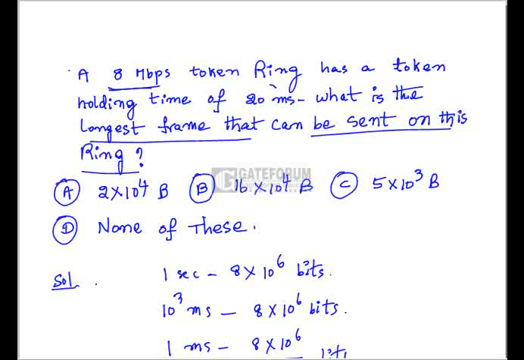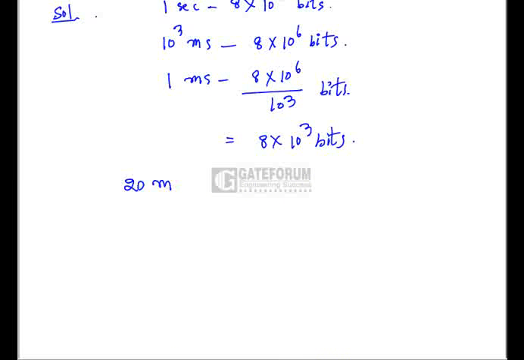The longest frame means the number of bits that you can send in the token holding time. What is the token holding time here? It is 20 milliseconds. So in 20 milliseconds, how many bits are we able to transfer? That is 20 into 8 into 10 power 3 bits. So this is the number of bits we can transfer. So it can be written as 160.